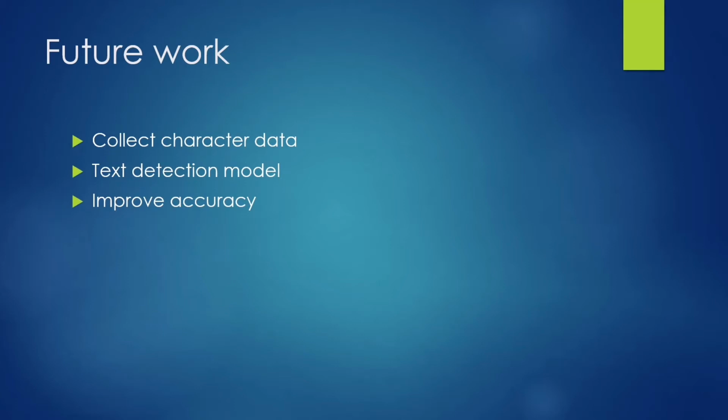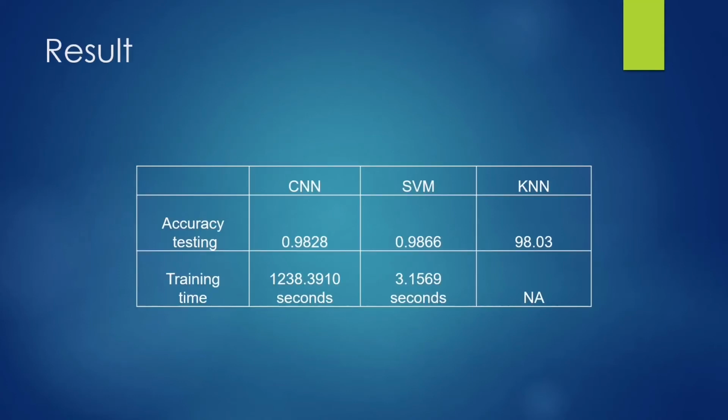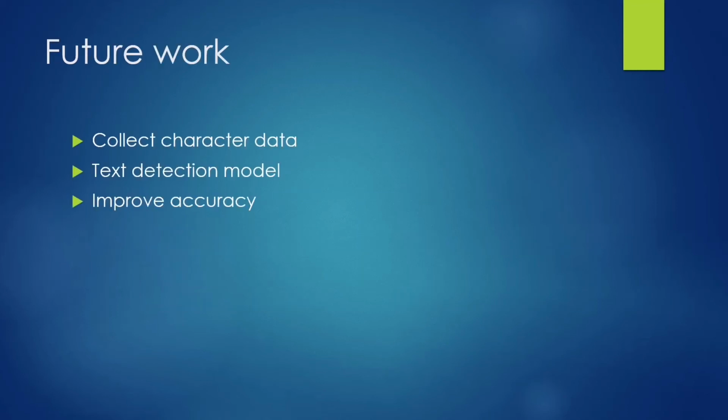And the second part is text detection. In this project, I just tested the classification model, but not a text detection model. And the third is to improve the accuracy. You can see the best accuracy in my project is about 98%. So that means the classifier might judge something right as wrong in 2% of cases.